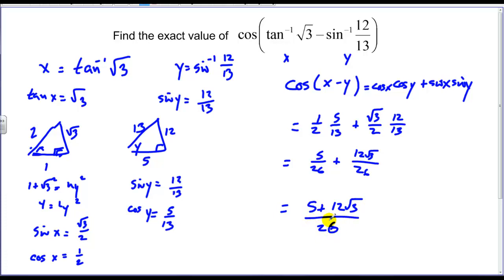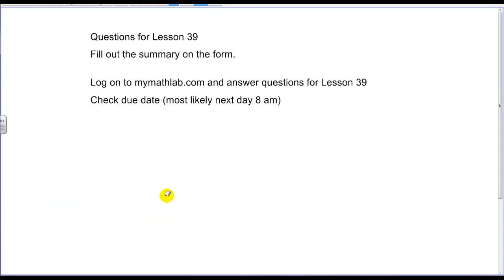So once again, this ends up being a two triangle type problem, but you have to state that the inverse of one value is going to be one angle, call it x. The inverse of another value is going to be another angle, call it y, and then you end up with the sum or difference identity. And that's all we've got.